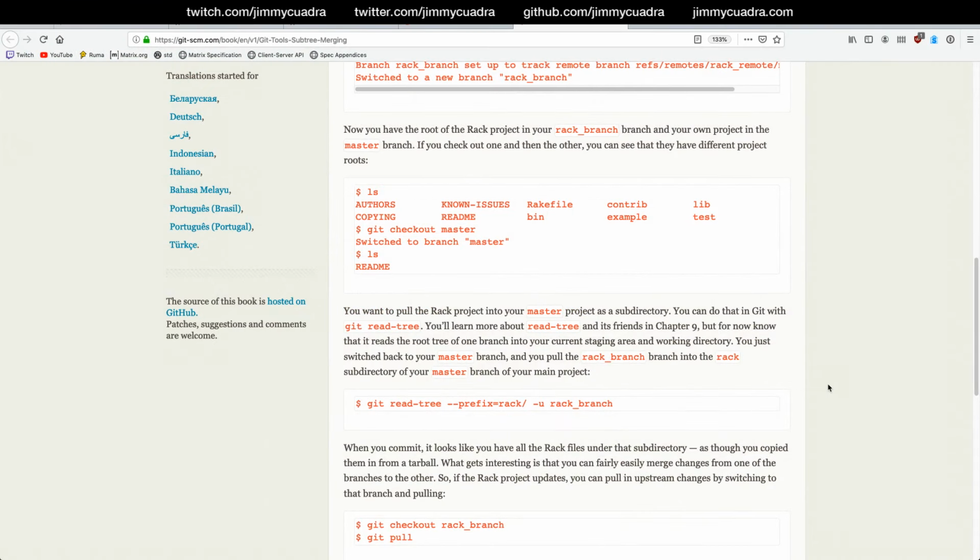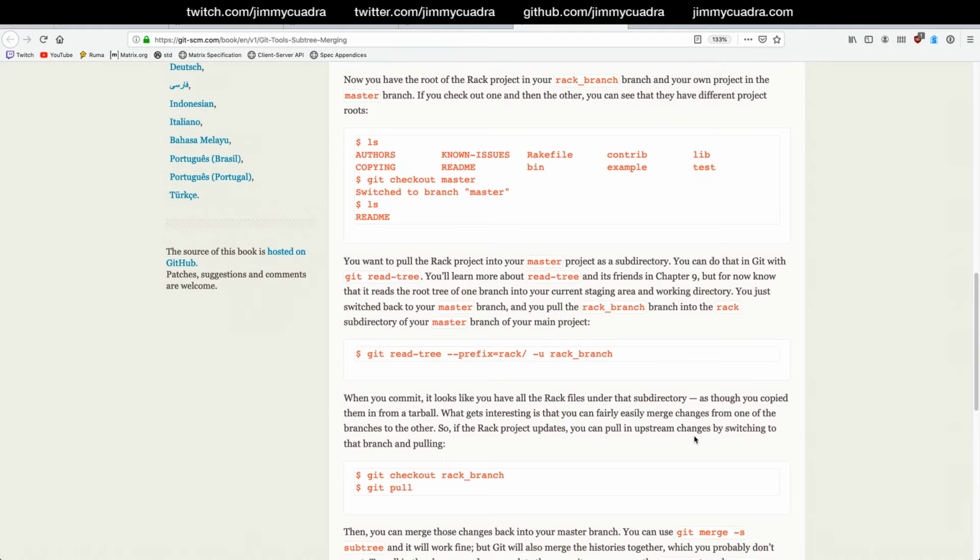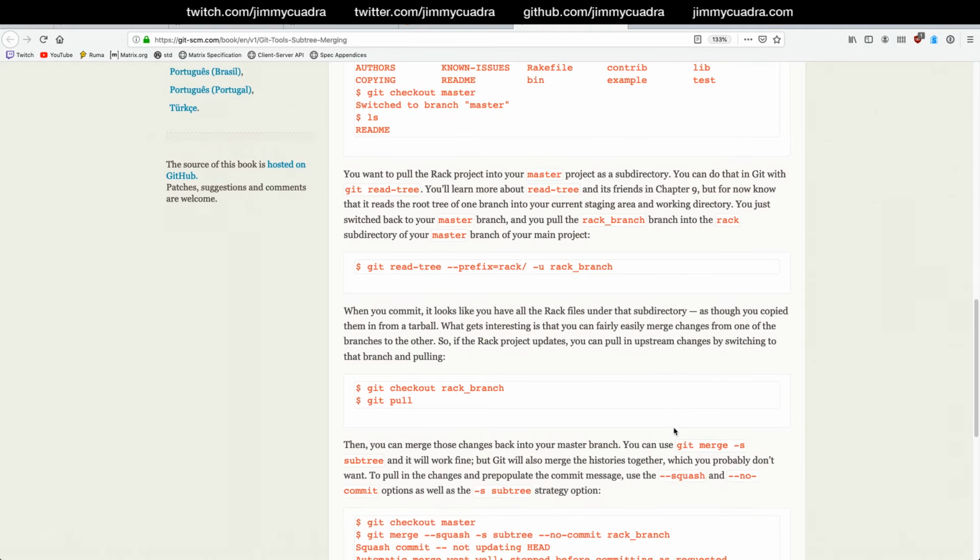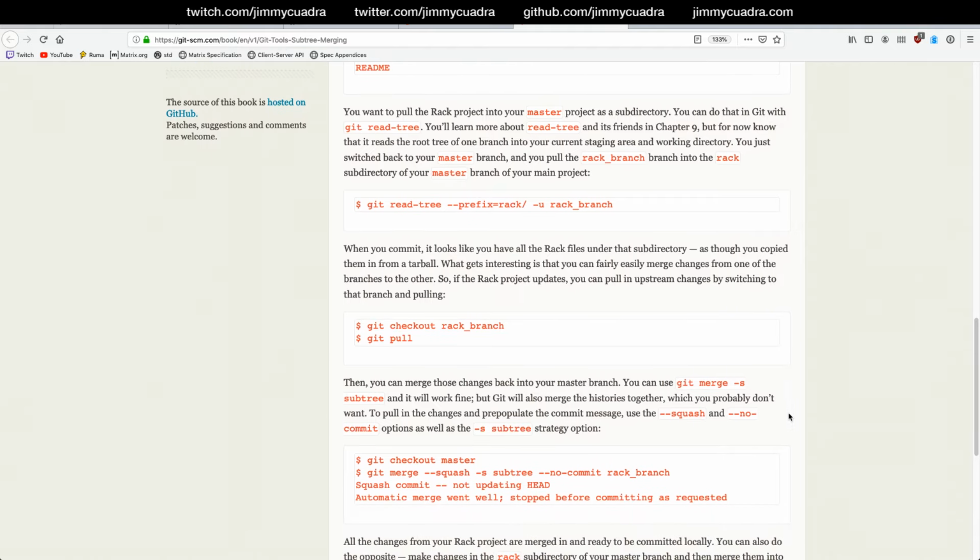But now, how does that... Let's see, when you commit, it looks like you have all the rack files under that subdirectory, as though you copied them in from a tarball. What gets interesting is that you can fairly easily merge changes from one of the branches to the other. So if the rack project updates, you can pull in upstream changes by switching to that branch and pulling. Then you can merge those changes back into your master branch. You can use git merge -s subtree and it will work fine. But Git will also merge the histories together, which you probably don't want. In this case, I actually do want that.